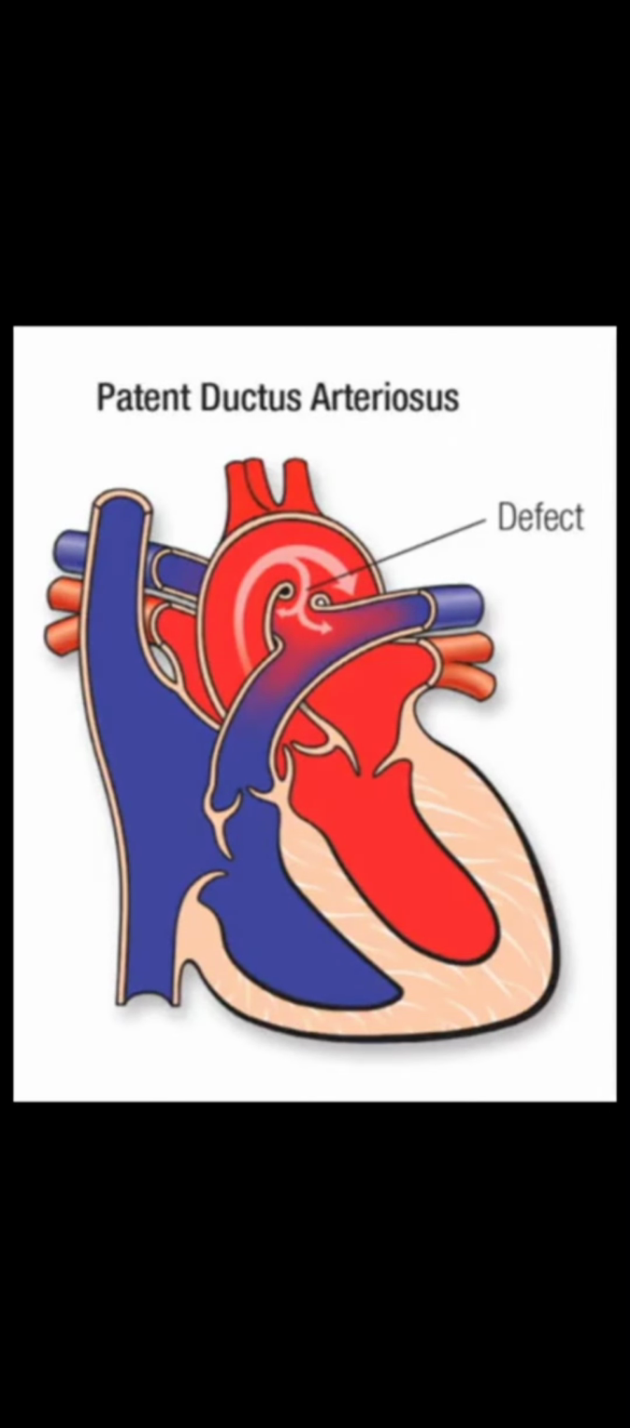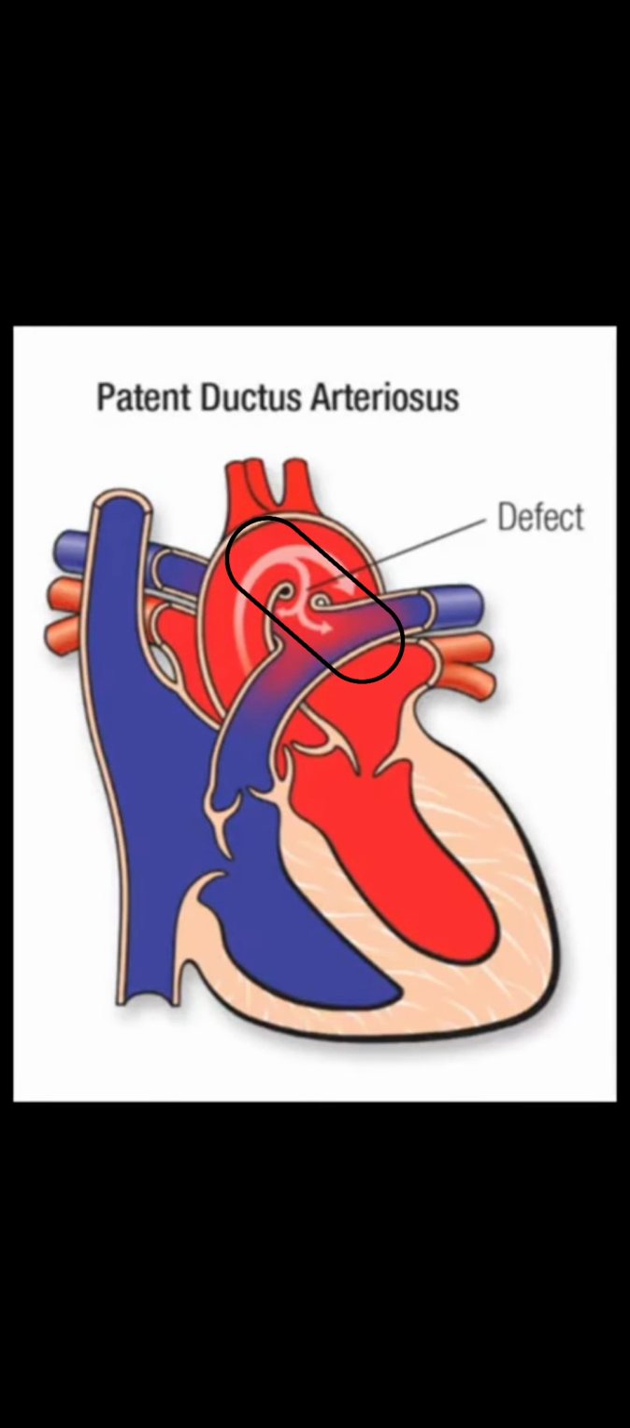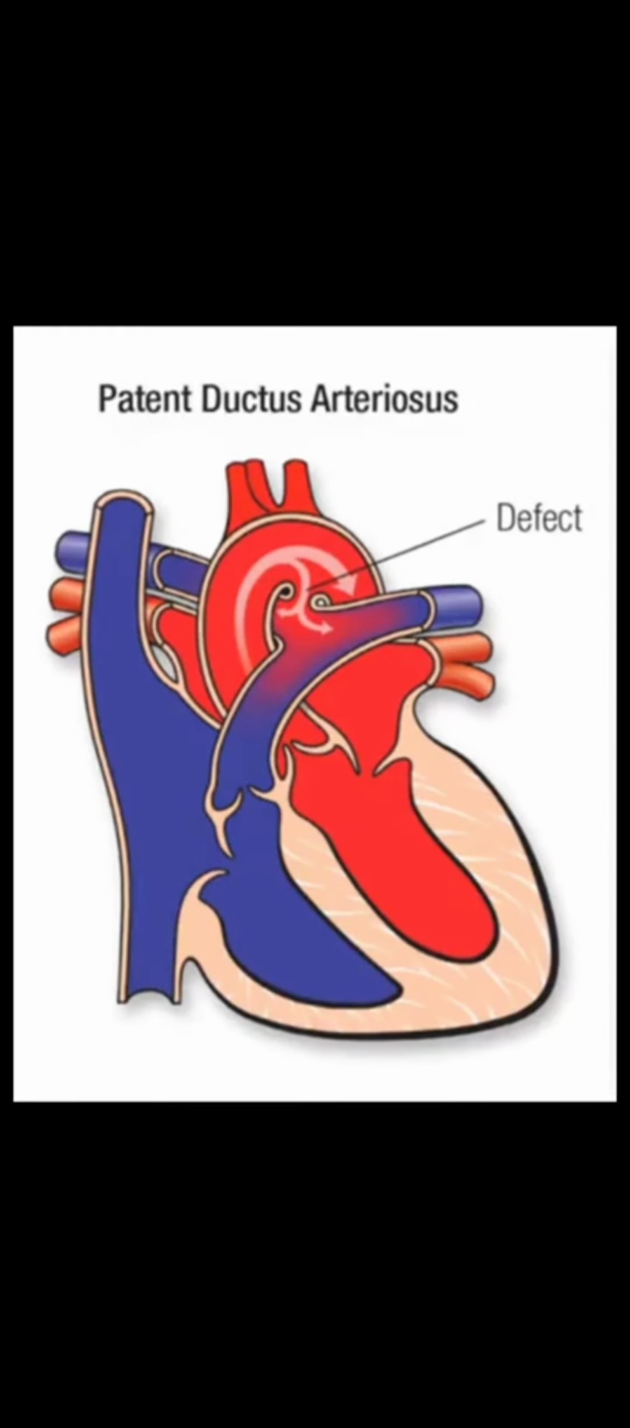Patent ductus arteriosus. Patent ductus arteriosus is failure of the ductus arteriosus to close, associated with congenital rubella. It results in a left to right shunt between the aorta and pulmonary artery.